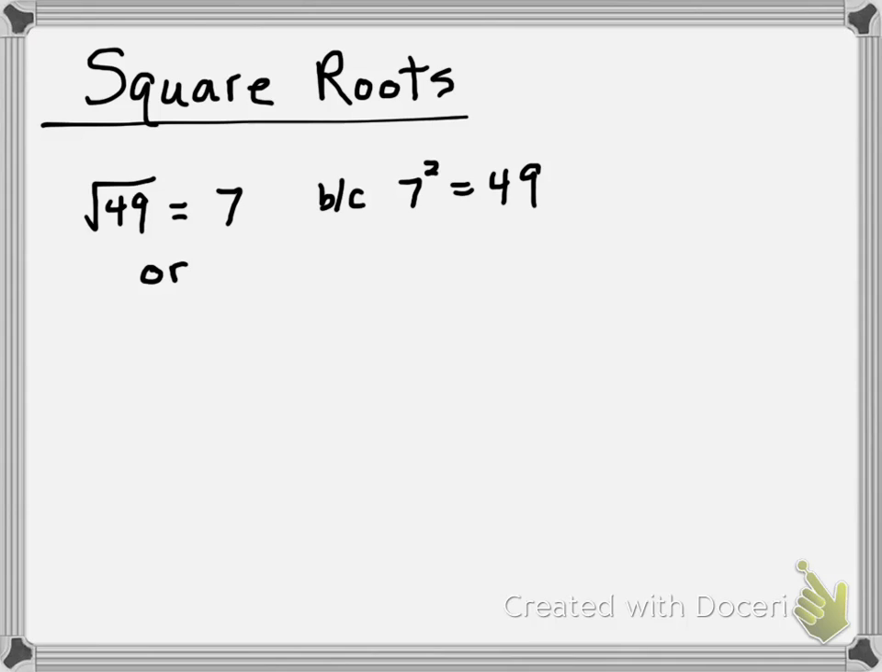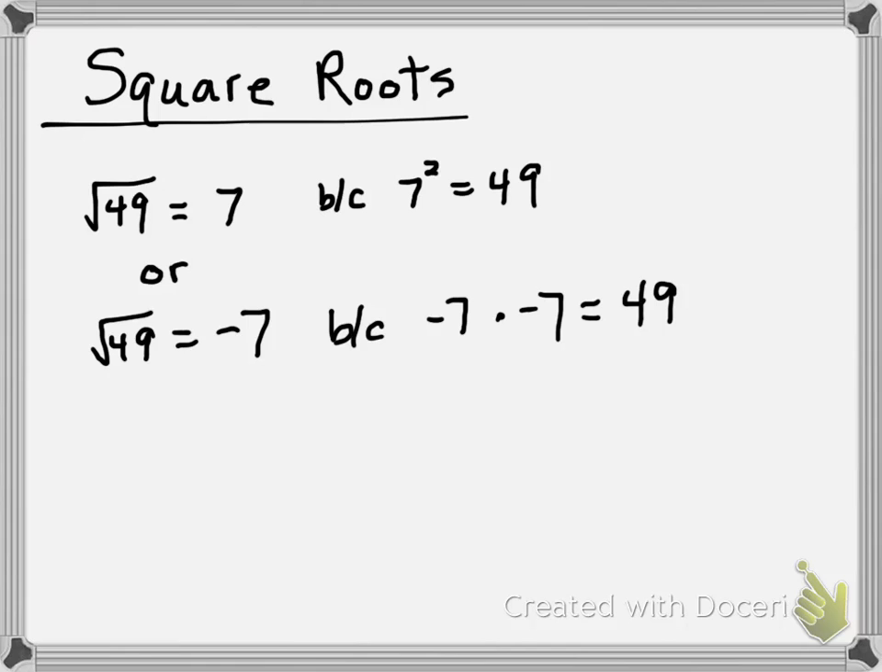But there's actually another solution, because let's think about it this way. Again, I'm looking for the square root of 49. So I need something that I can multiply by itself to get 49. Well, 7's not the only answer. You also could have negative 7, because if I do negative 7 times negative 7, don't I still get 49? Okay. So that's actually an answer to that problem as well.